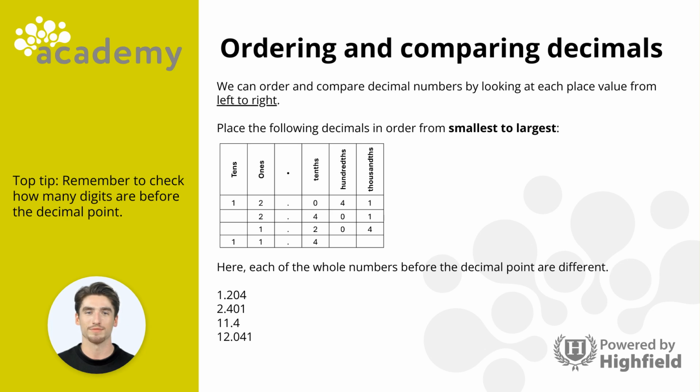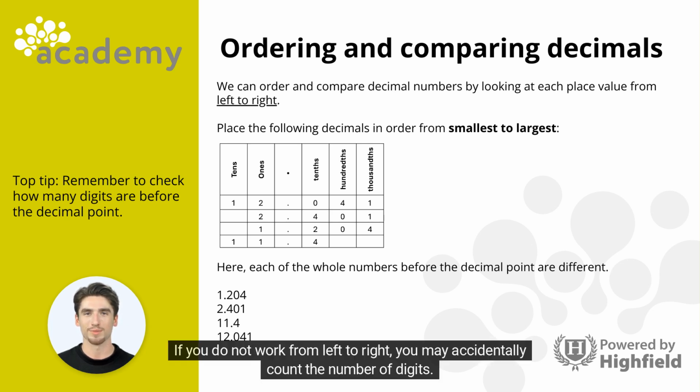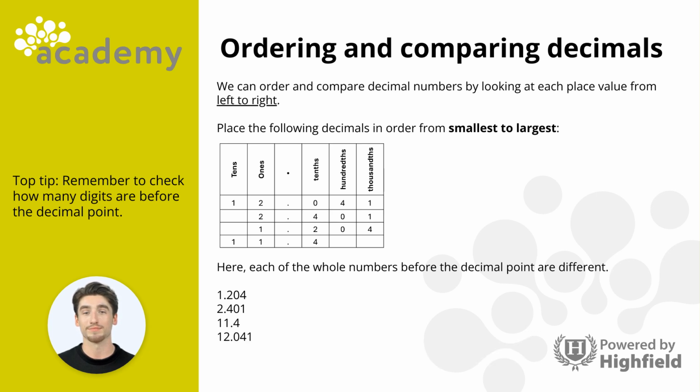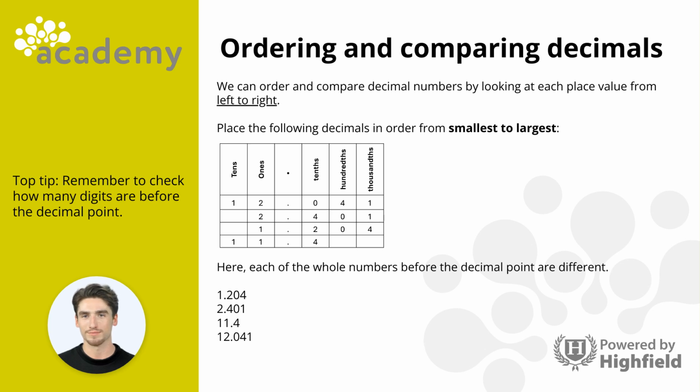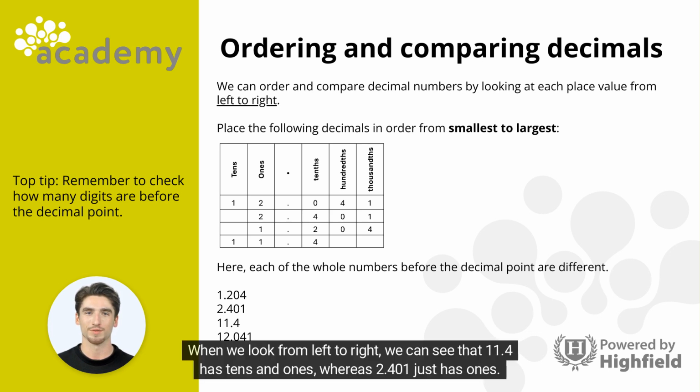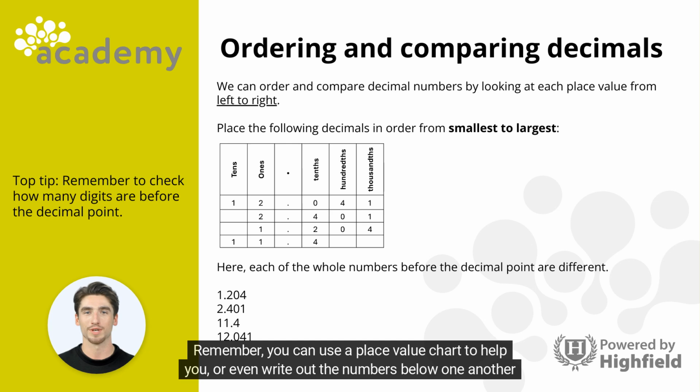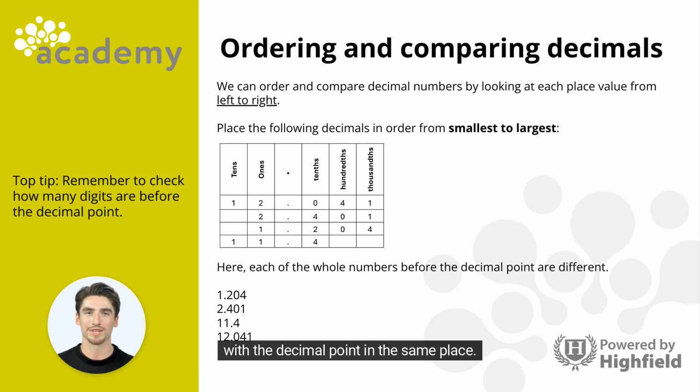12.041. If you do not work from left to right, you may accidentally count the number of digits. This will not help you order decimals. For example, we can see that 11.4 has 3 digits, and 2.401 has 4 digits. However, 11.4 is larger. When we look from left to right, we can see that 11.4 has tens and ones, whereas 2.401 just has ones. Remember, you can use a place value chart to help you, or even write out the numbers below one another, with the decimal point in the same place.